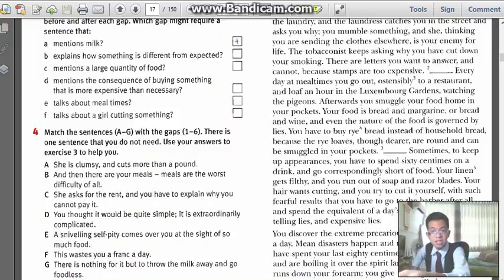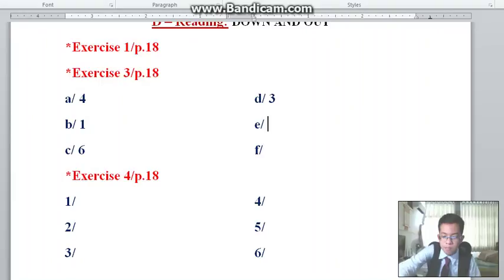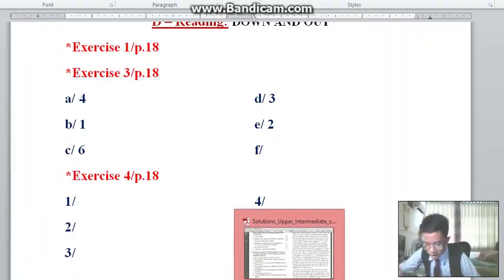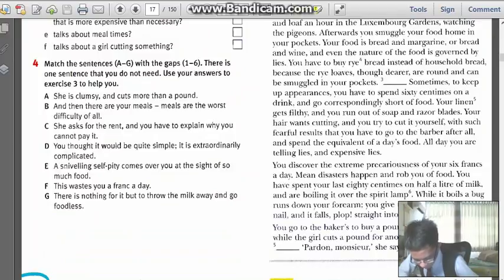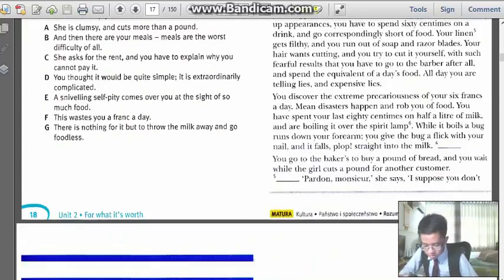Okay, so let's read again the sentence E. Talks about meal times. That's it. E will be going with blank number 2. Blank number 2, E. Last one, the letter F. No, there is one more gap. So, we had 1 already, then 2, then 3, then 4, then 6. But not yet 5. Oh, so it must be 5. Is it? Oh, okay, so let's read.